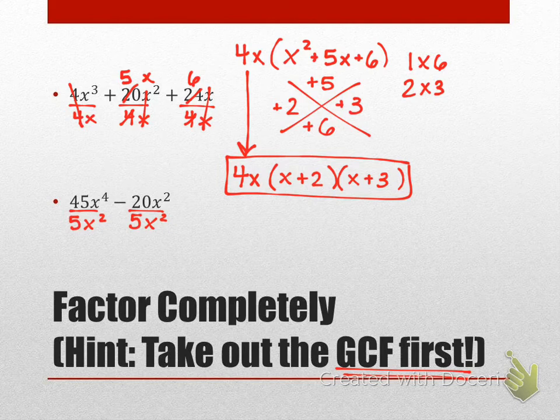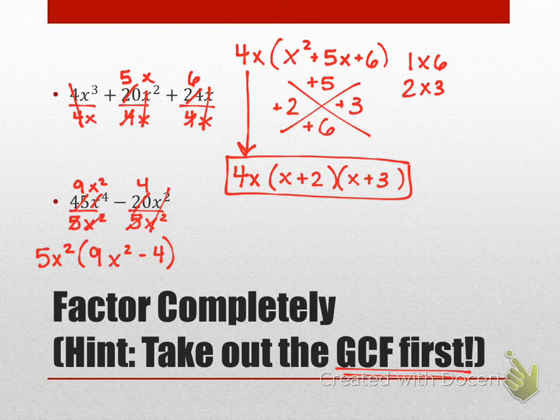So we divide the numbers, subtract the exponents. So I'm left with, where does my GCF go? On the outside. 45 divided by 5 is 9. 4 minus 2 is x squared. Negative 20 divided by 5 is negative 4. X squared over x squared cancels out.